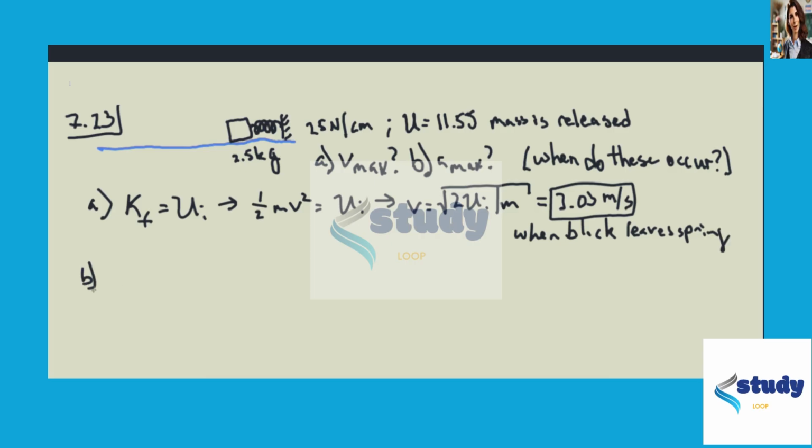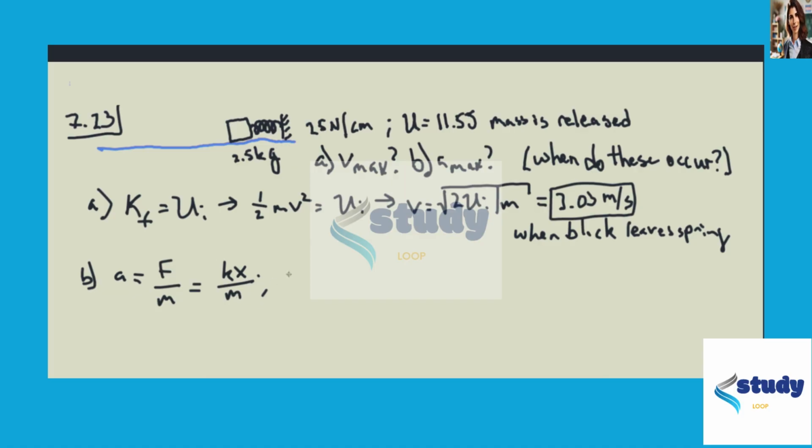B, so we want to know the acceleration now. We know that acceleration is equal to the force divided by mass. And so when the spring is compressed all the way will be its point of maximum force. This will be kx, and it will be divided by the mass. And we also know the value.